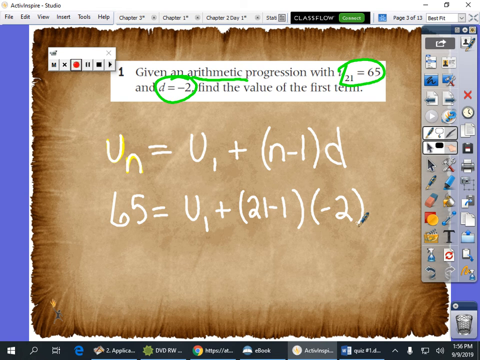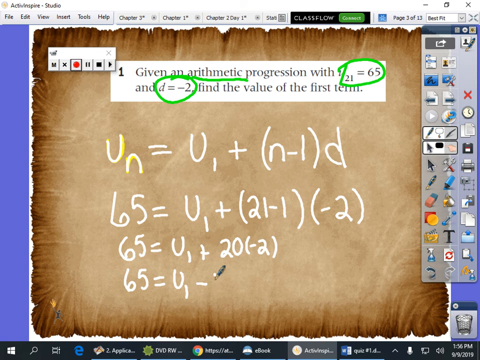Okay, so 65 equals U1 plus 20 times -2. What did I do? I did 21 minus 1. I'm simplifying. 65 equals U sub 1 minus 40. So now what do I do? Add 40. And what did I learn? The first term is 105.